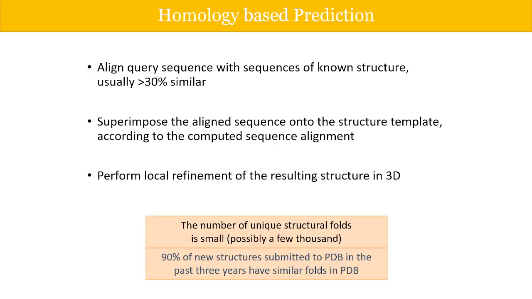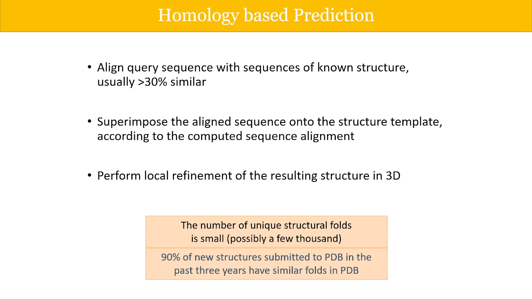Now what is homology based prediction? It has to show a sequence similarity of something above 30%, and when you superimpose the aligned sequence onto the structural template or the main protein molecule according to the computed structural alignment, you have to at least get a sequence similarity of 30% to actually find the structure based on the homology prediction.